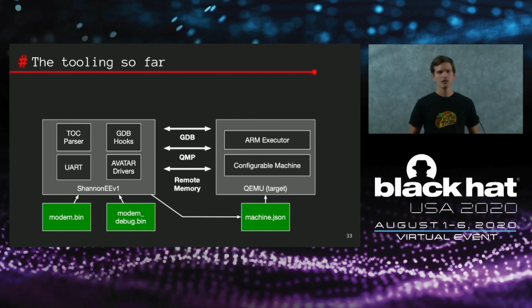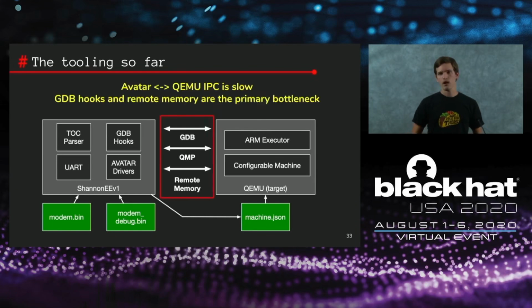And taking a step back, this is what we have so far, the first incarnation of ShannonEE. We have Avatar 2, we have our UART peripheral, we have the file parser for the modem images. We've been using GDB hooks up until now, and QEMU is our target, and everything is being done over IPC. But this is where the problem is. Because this IPC is cross-process, and we need a lot of hooks and a lot of remote memory reads, these become the primary bottleneck. And we needed a way to actually solve this.